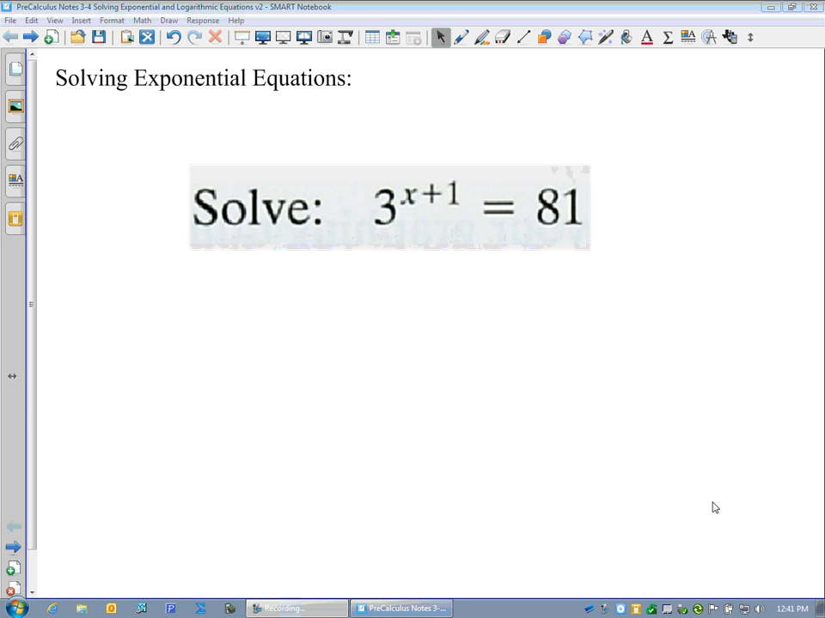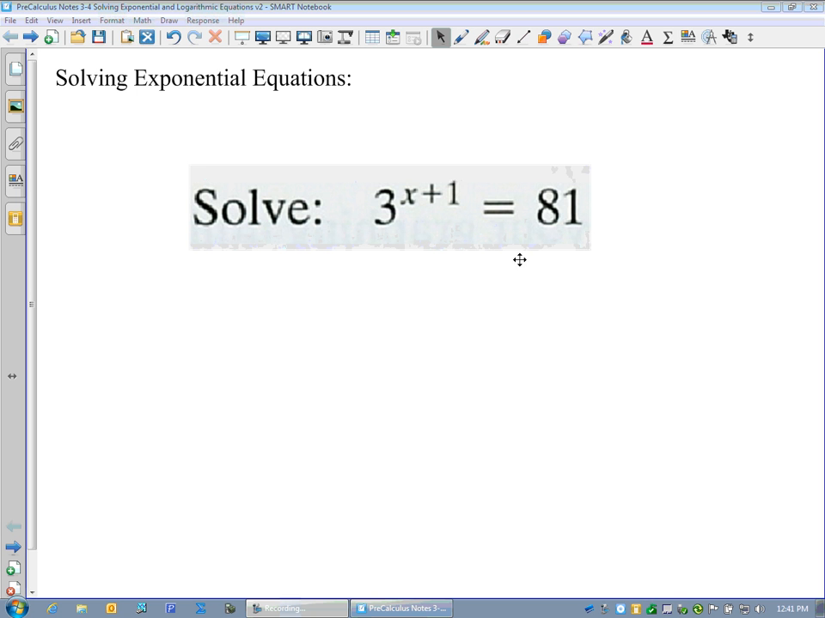We're finally going to put all these properties to good use and manipulate some equations to solve them for the variable. This section will be mostly problems. I'm going to show you different techniques and ways to solve different types of problems. So starting with our first problem, which is an exponential equation.